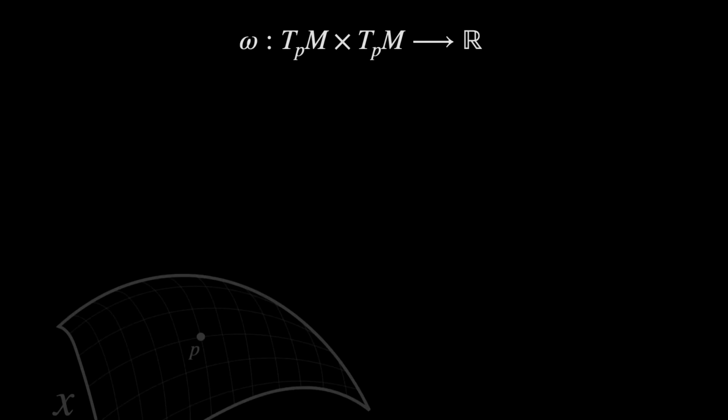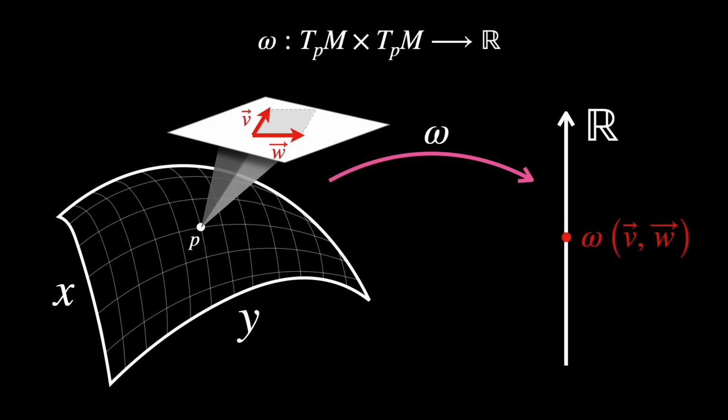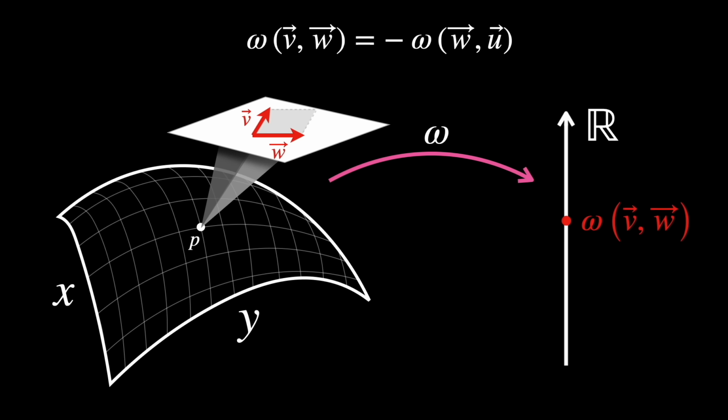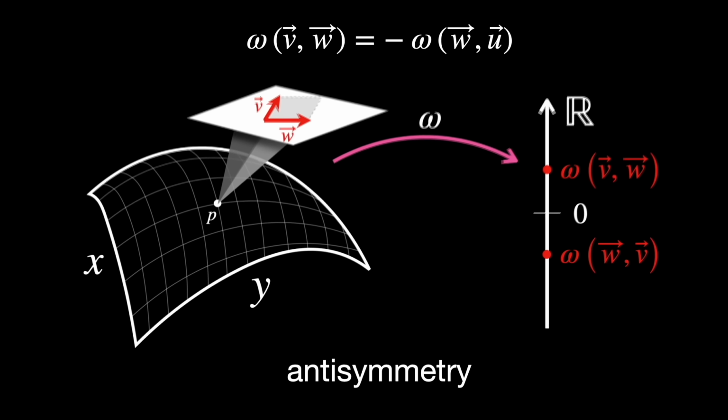Awesome! We're ready to move on to two-forms. A two-form is a function that takes two vectors and returns a number. So now we go from two copies of TPM to the real numbers. But there's a caveat here. The order of the vectors matters. This property is called antisymmetry.